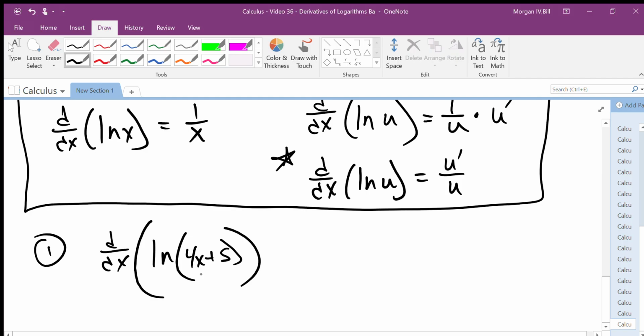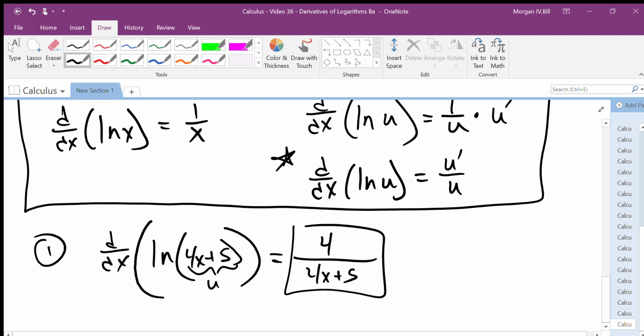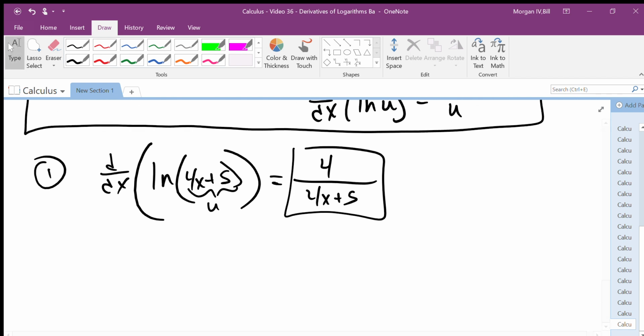All right, so the u here is the 4x plus 5. So the derivative is u prime over u, the derivative of u divided by the thing u. Remember, we're thinking of it like 1 over u times its derivative. That's the chain rule. But just for convention, we typically do u prime over u. The derivative of 4x plus 5 is just 4 over whatever u was, in this case 4x plus 5. We cannot cancel the 4's there because the 4 in the denominator is part of 4x plus 5. It's being added to something else. So that's our answer, 4 over 4x plus 5. U prime over u.